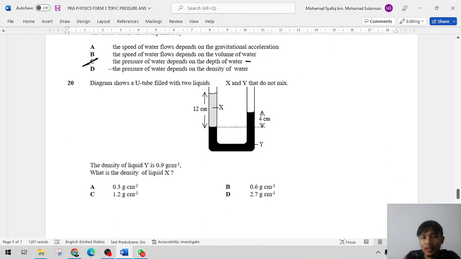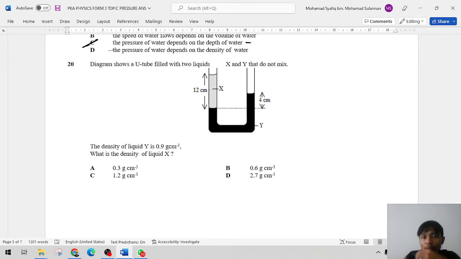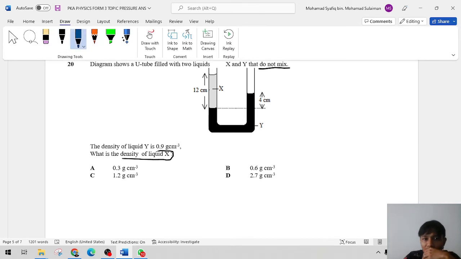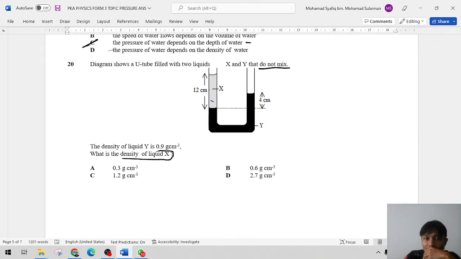Last, number 20, so we have a U-tube filled with 2 liquids X and Y that do not mix. Okay, so we want to find the density of liquid X. So if we look carefully, they do not mix and X is above the Y, so we can expect that density of X is lower than density of Y.